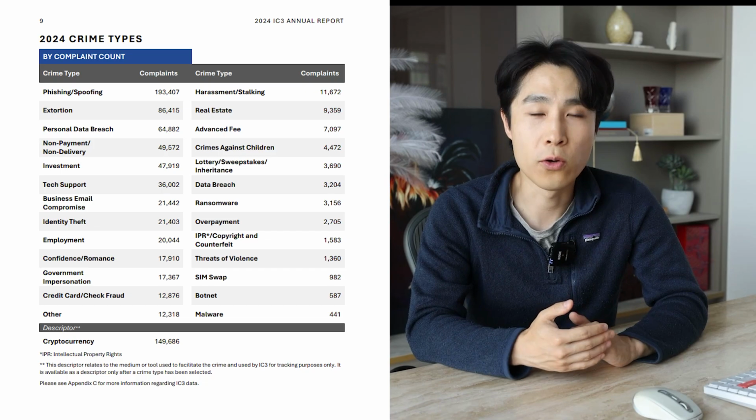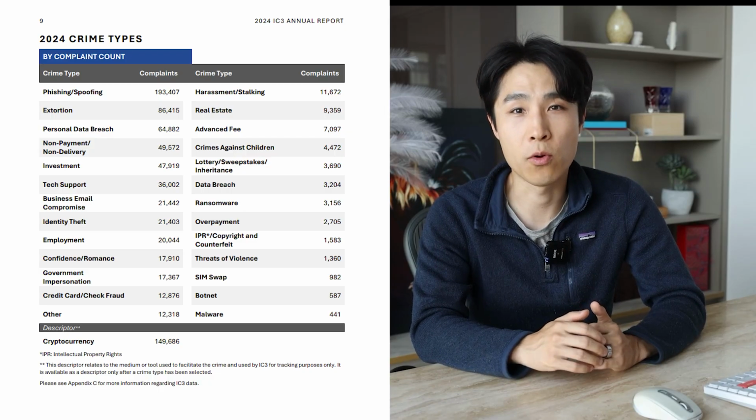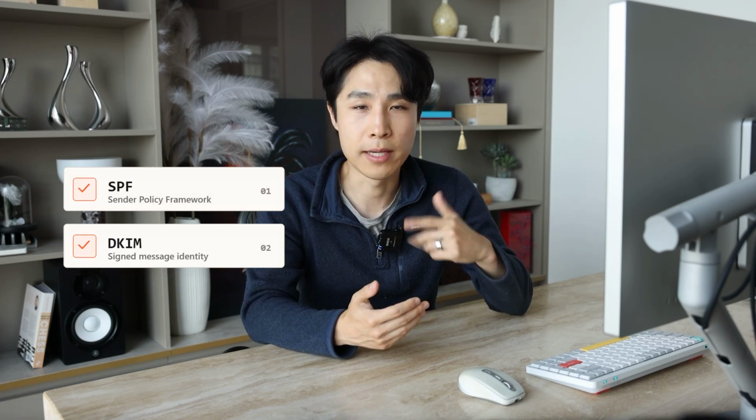Someone pretends to be a trusted brand, the recipient clicks a dodgy link or hands over their password, and that's it. Game over. According to the FBI, phishing is consistently the most common type of cybercrime reported each year, and a big part of what makes phishing so effective is this. It's just too easy to impersonate someone else over email. So what the email industry eventually said was, all right, we need to fix this, and the fix came in 3 parts: SPF, DKIM, and DMARC.